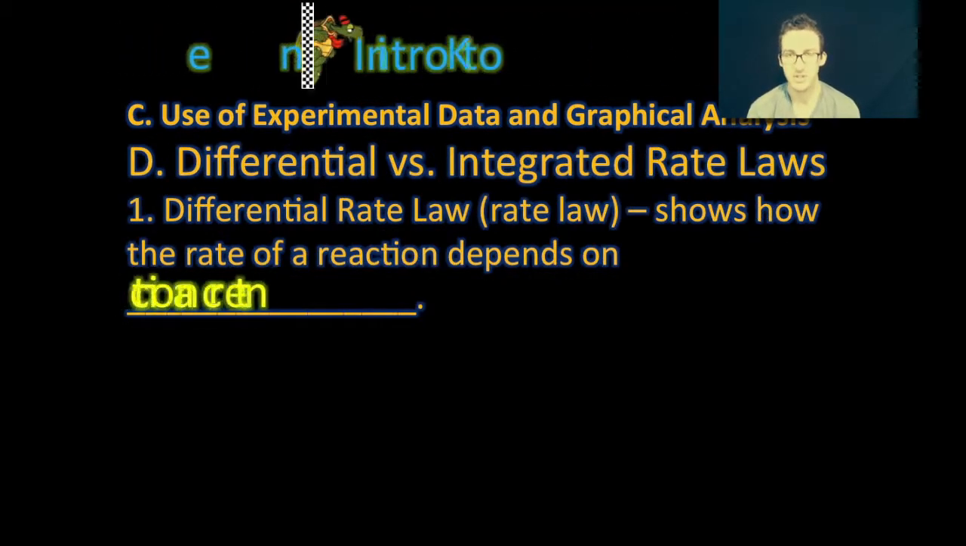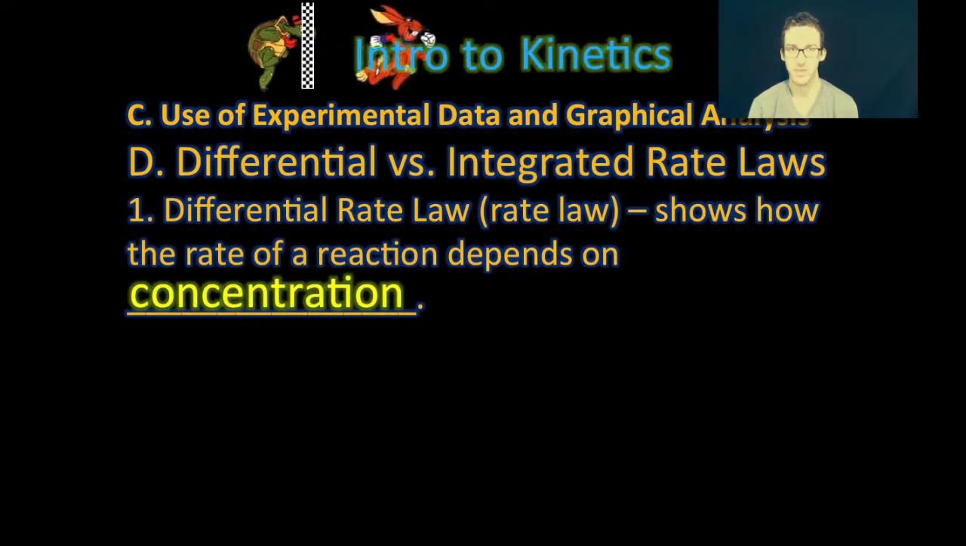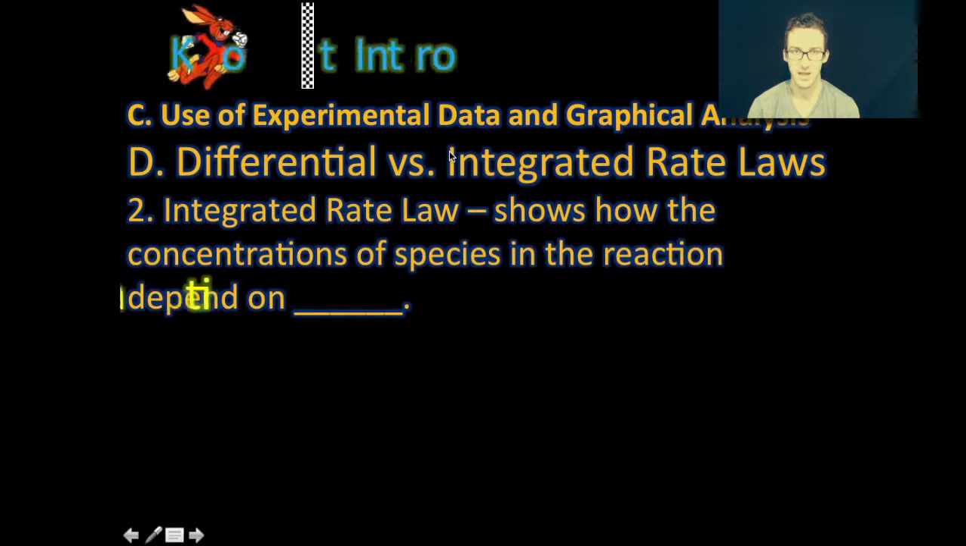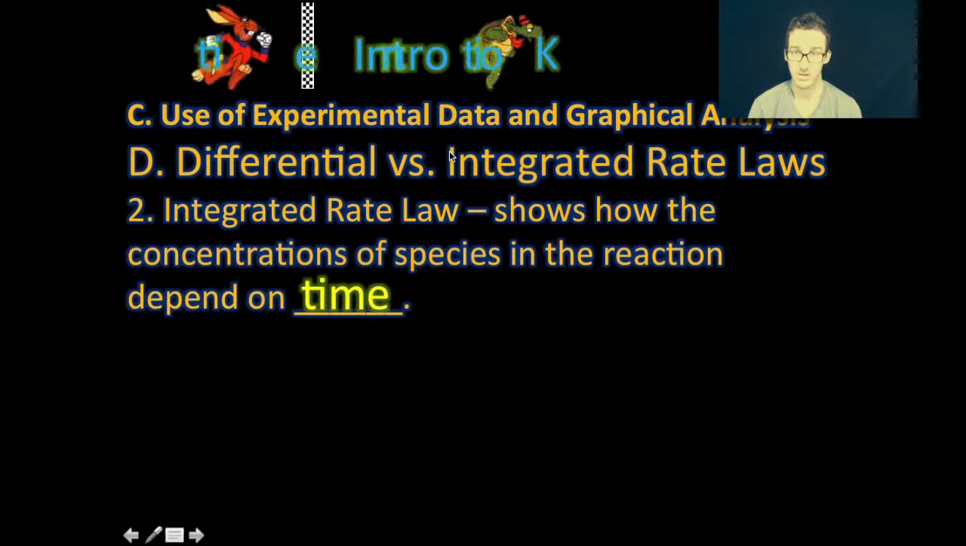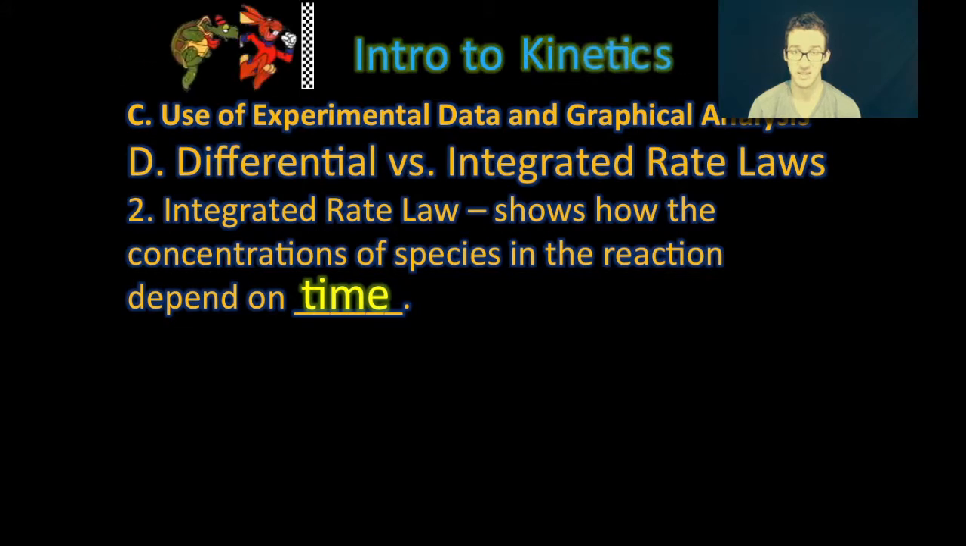But basically here are just a couple things to sort of organize in your mind. There are what are called the differential rate laws, which are commonly just called the rate laws, which show how the rate of the reaction depends on concentration. And that's what we were doing earlier with the zero order, first order, second order, etc. But we also have what are called the integrated rate laws, which show us how the concentrations of the species in the reaction depend on time.